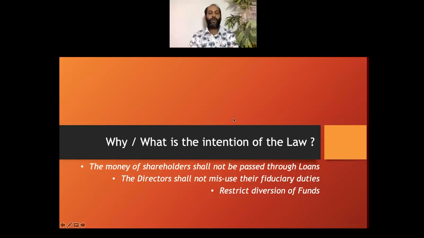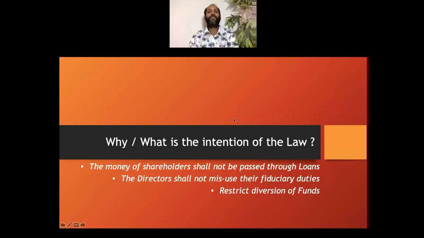This is a very interesting point: the loan to director provision. It has been amended at different times, but now it is a fresh section, because the section has been exclusively amended and reintroduced. It has been replaced, basically.